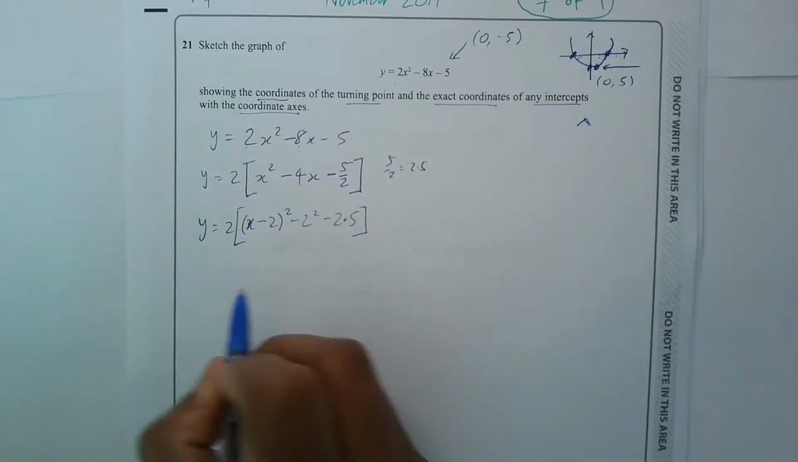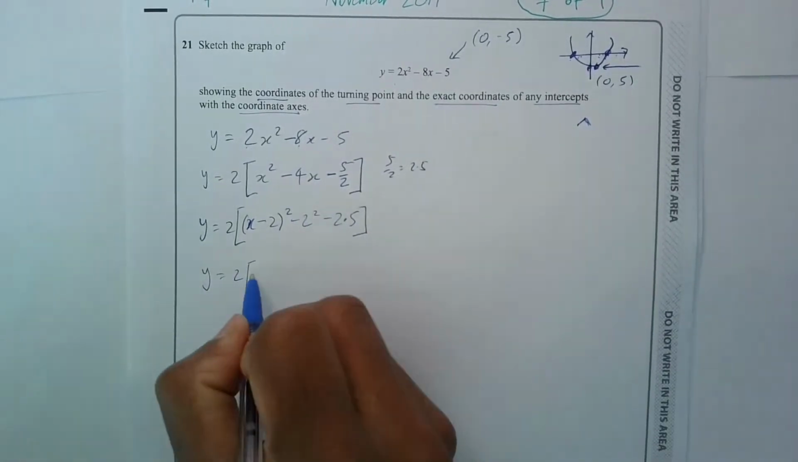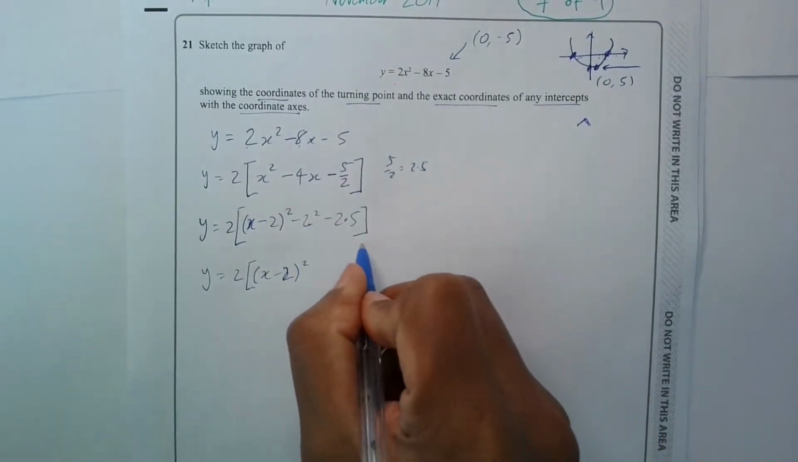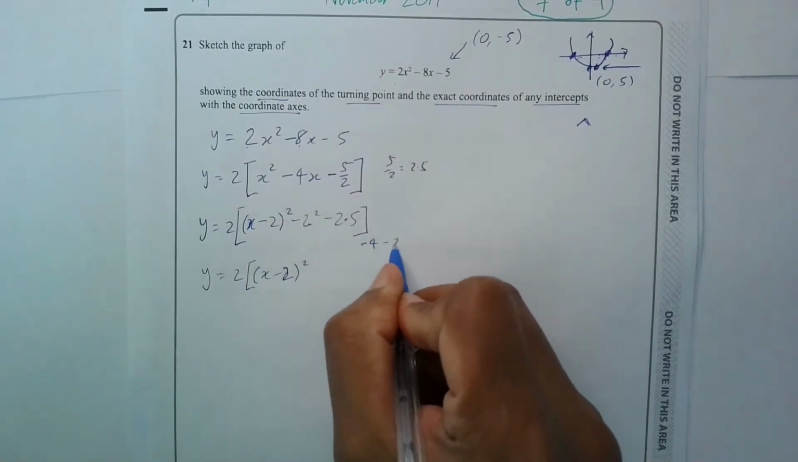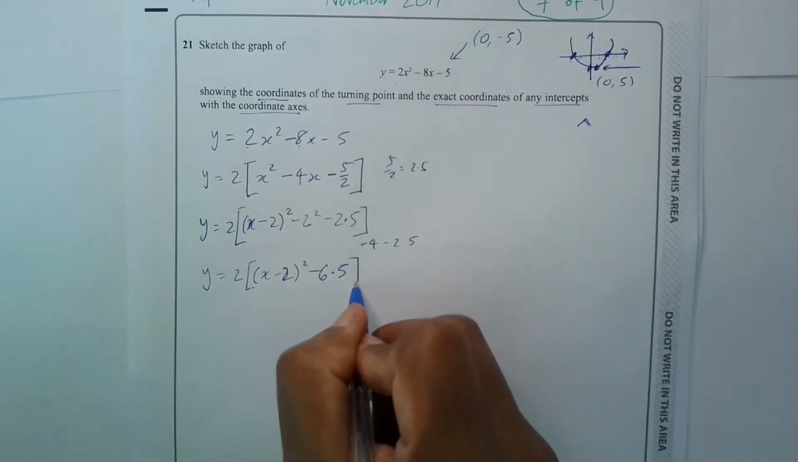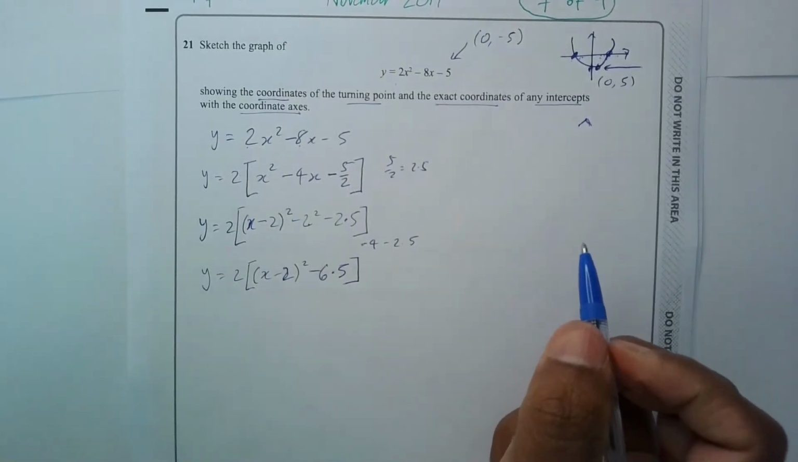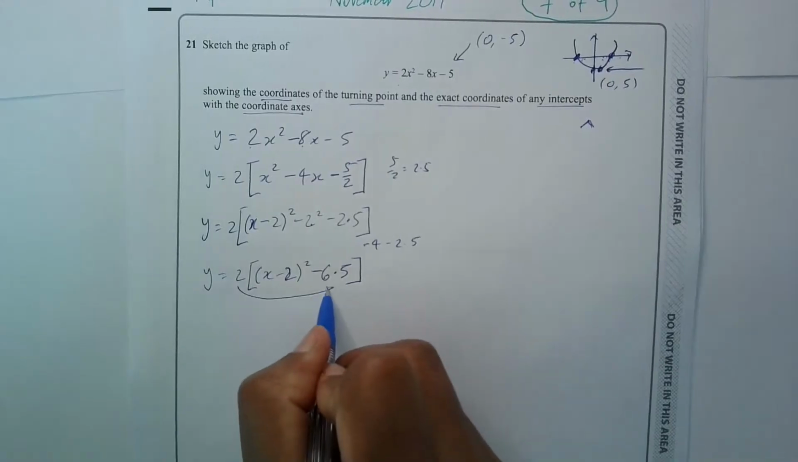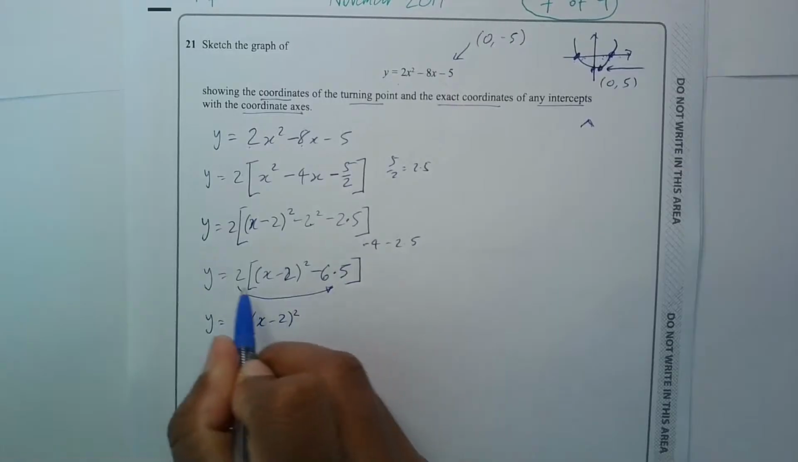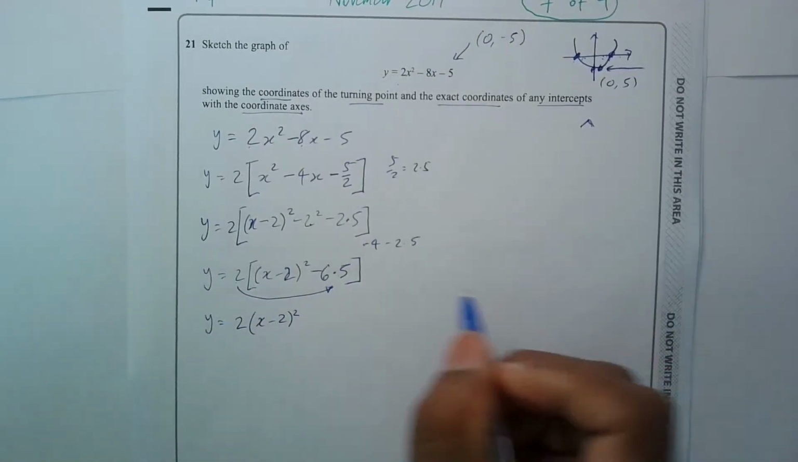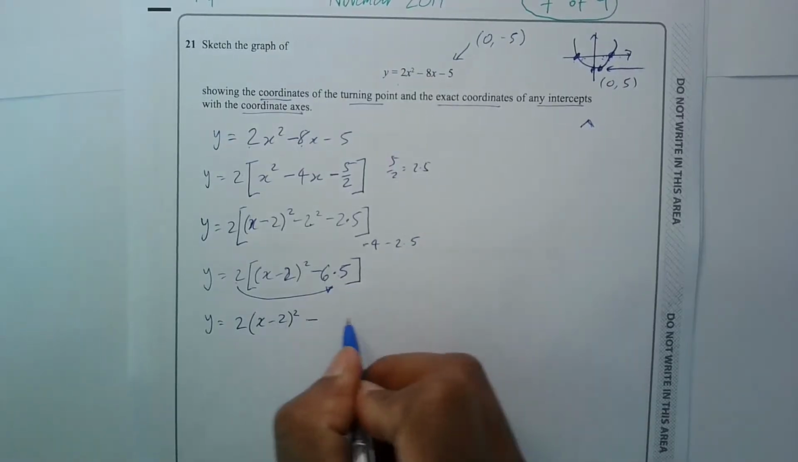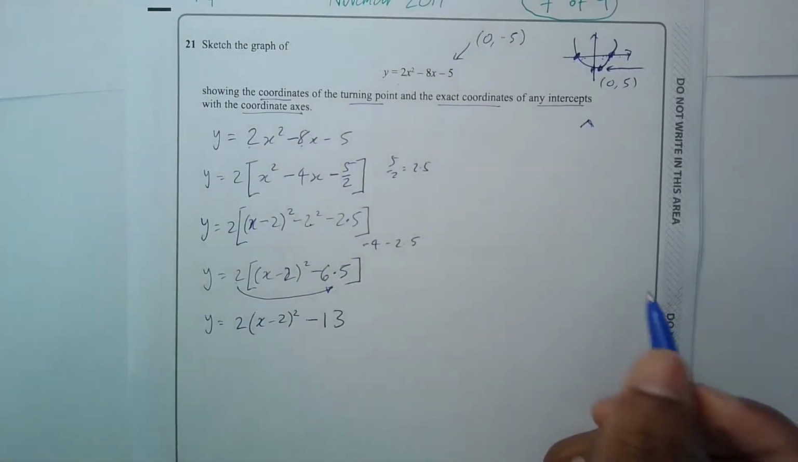Now I'm going to simplify here. x minus 2 all squared, minus 4, take away 2.5 is minus 6.5. So doing a little bit more with my working out, now I'm going to expand this part here. So this is going to be y equals 2 bracket x minus 2 all squared, 2 times 6.5. 6 and 6 is 12, half and half is 1, so 12 plus 1 is 13. So minus 13 there. Okay, so I've got that.